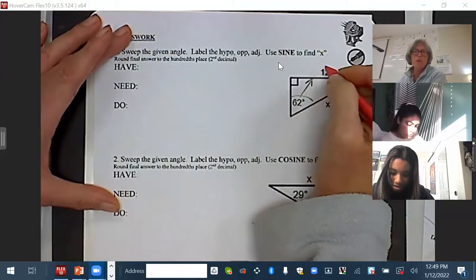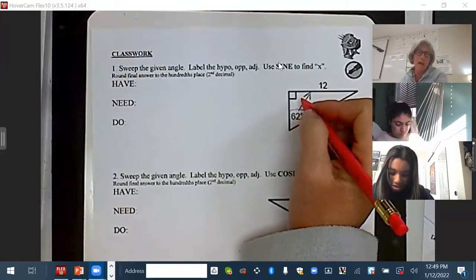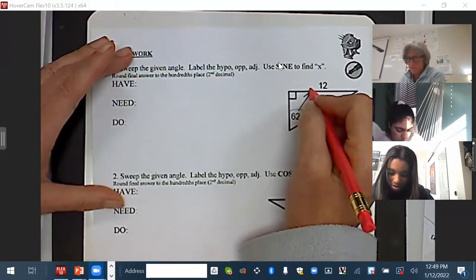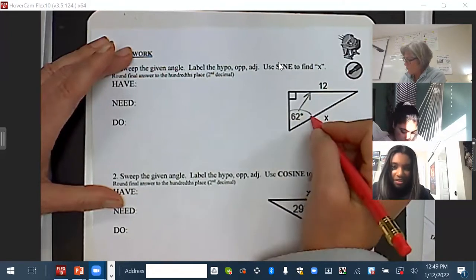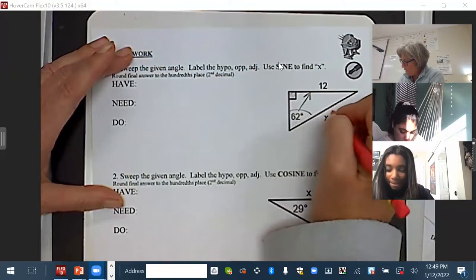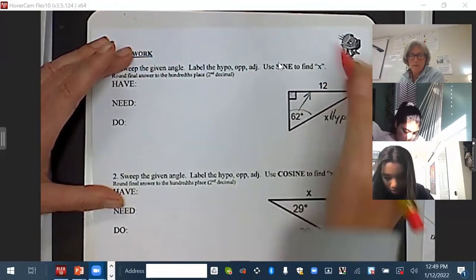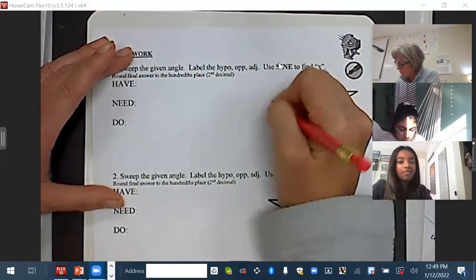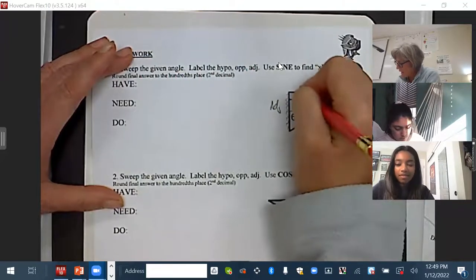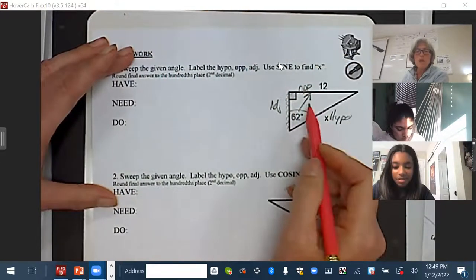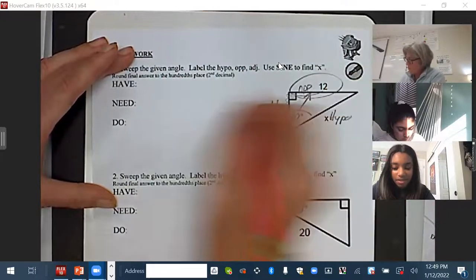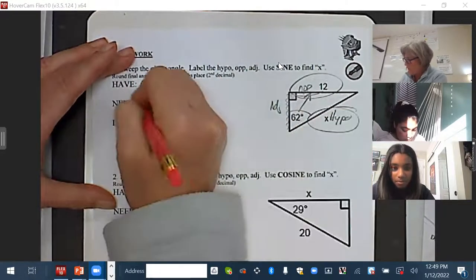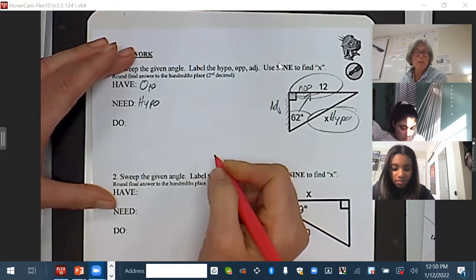Your vocabulary here is opposite, adjacent, and hypotenuse. So 12 is going to be the what? The hypotenuse? Oh, I'm sorry. 12 is going to be the what? The adjacent? Nope. Adjacent would be next to, that'd be this guy. So it's the opposite. Okay, so if we're going for X, we have the opposite. We need the hypotenuse. You tracking with me?